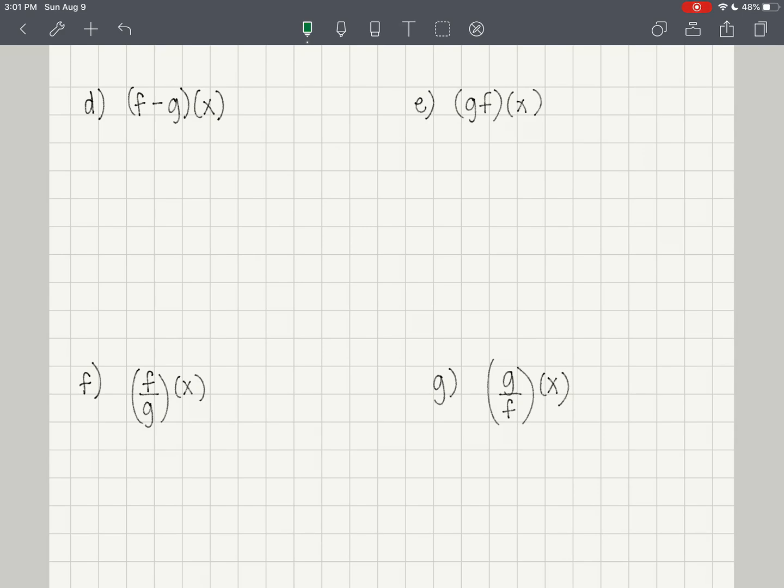So D says f minus g of x. I'm going to have to rewrite these functions because I don't see them on this page, but we are going to use the same ones. f of x equals x squared plus 3, and g of x equals 2x squared plus 5x minus 3. We have f of x minus g of x. No numerical values to put in.